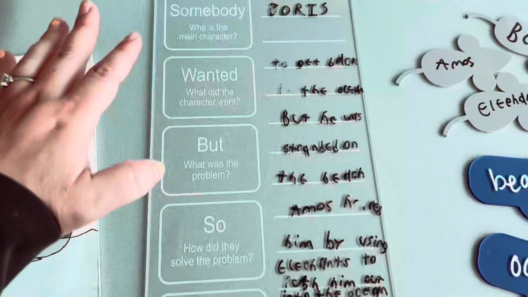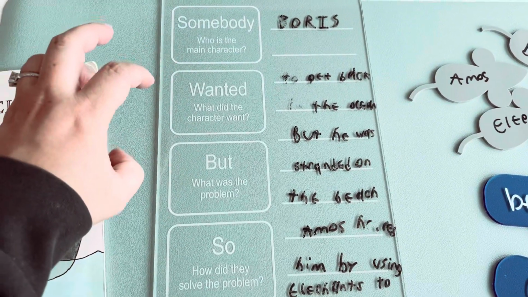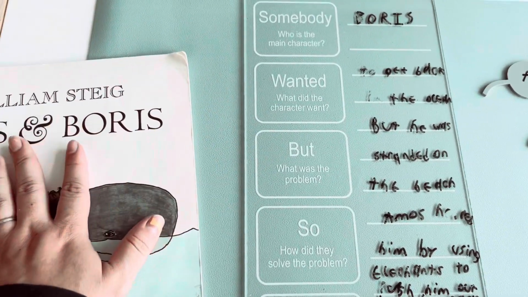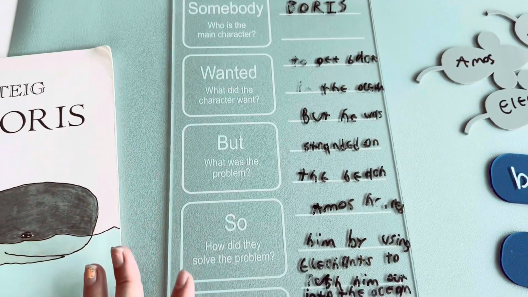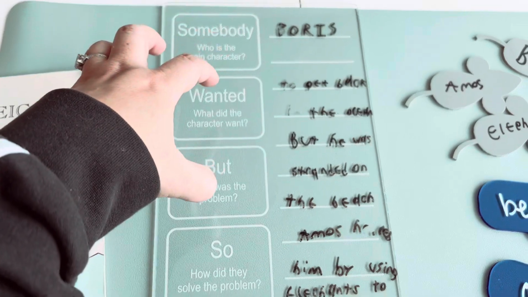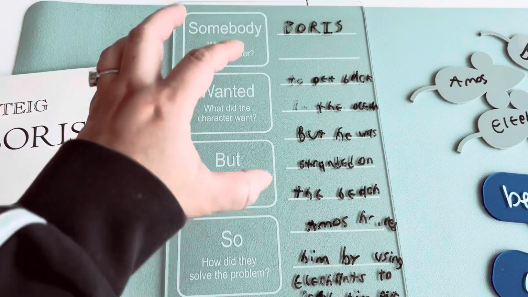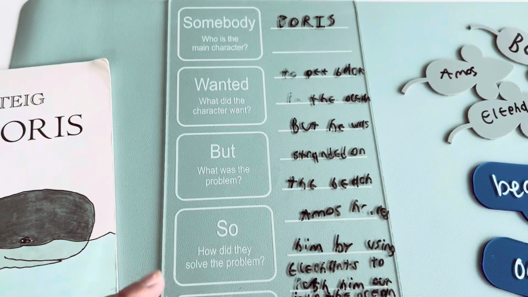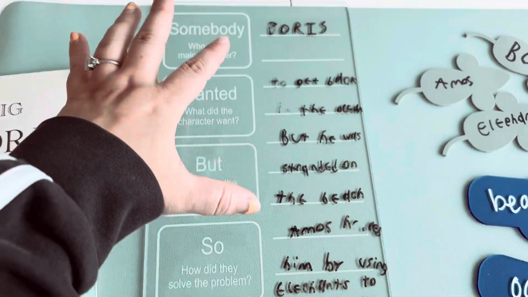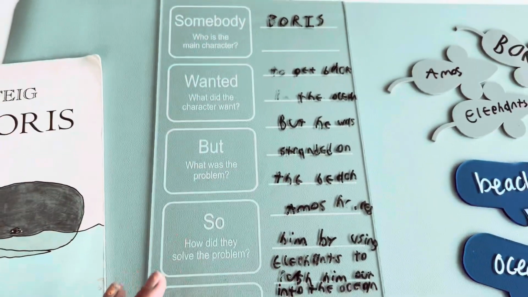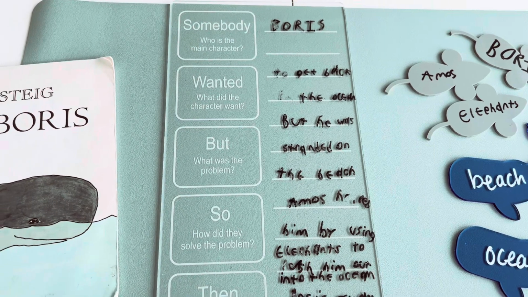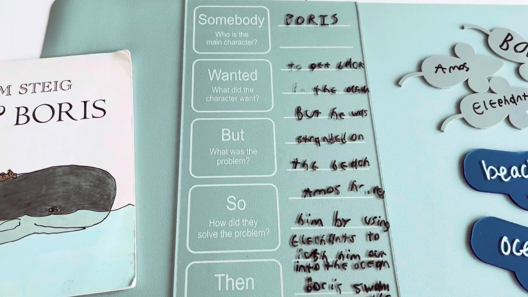Day two isn't pictured because what they ended up doing is we reviewed the story, and then we reviewed our Somebody Wanted But So Then, and then they took that information and wrote a paragraph from it. They literally took this information and in their notebooks, they recopied this and wrote a paragraph on it. So that was it. That's all that we did for day two. And then let me show you day three.